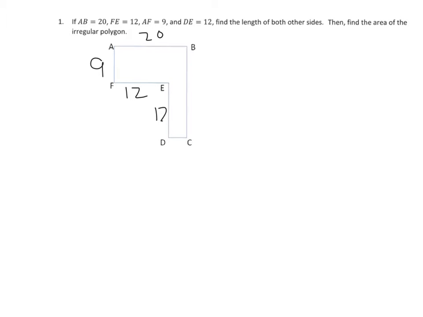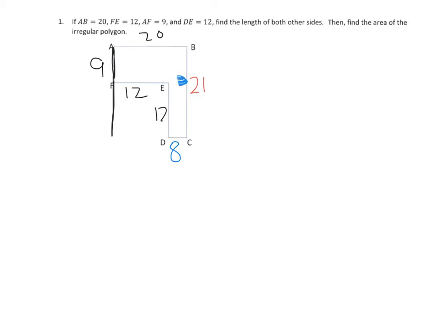Now to find the missing side, BC, you would look at, that's the same length as AF and then down to here. So it's the same length as AF plus ED. So BC is 9 plus 12, which is 21. DC is this portion right here. Okay, so you would take 20 and subtract 12 to get that missing side. So you'd have 8 is DC.